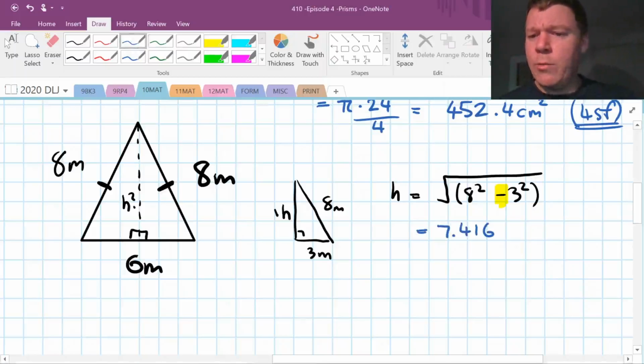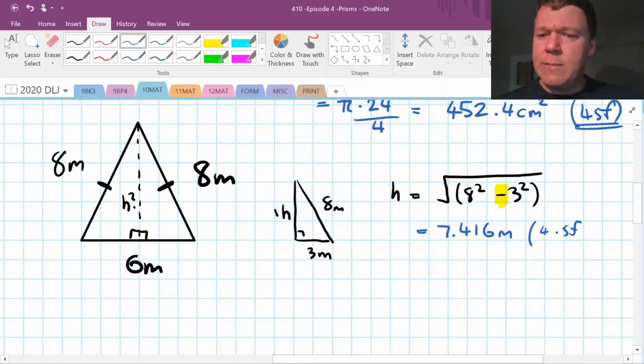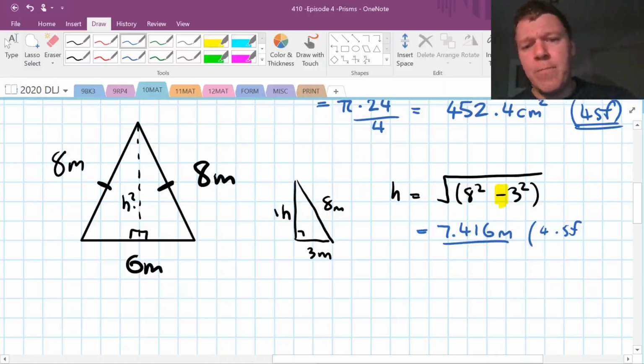7.416. I don't know why I did that in blue pen. I guess I should be doing everything in blue pen. 4 significant figures. And that distance is in meters. Okay. All right, we're not done. We need to find the area.